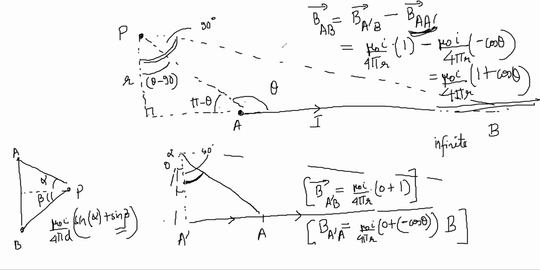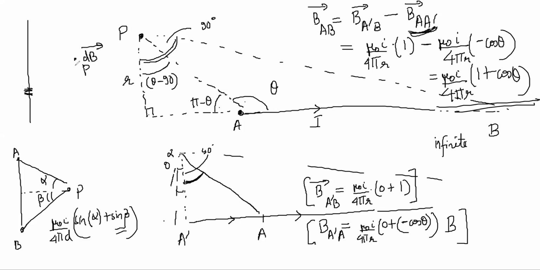Due to the two small lengths you're doing. Field due to a long wire, how do you find it? By the Biot-Savart law. How do you find the field due to a long wire at point P? Just put the values of sine theta and beta. No, I'm saying Biot-Savart law, what is the field that comes here? Infinitely long.